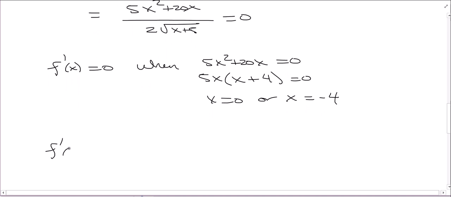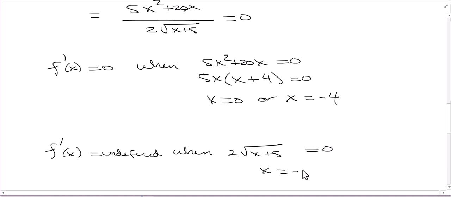And the derivative f prime of x is undefined when, since we have a fraction here, the denominator is 0. So when 2 square root of x plus 5 is 0, and that's going to give us x is -5. But this is not on our interval, so not in -4, 1. So we don't need that critical number. But essentially from here we get 3 critical numbers. It's just that one of them, the -5, is not part of the interval.